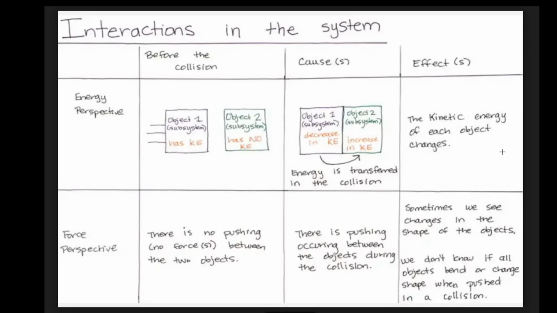The cause is that energy is transferred in that energy perspective. And then the effect is that the kinetic energy of each object changes. So remember that kinetic energy is energy of motion. And in that force perspective, there's no force between the objects before they collide. Then one pushes the other with a force when they collide. And then sometimes they change shapes, and sometimes we're not sure if they bend or shape at all, but you can see that there's some type of push.